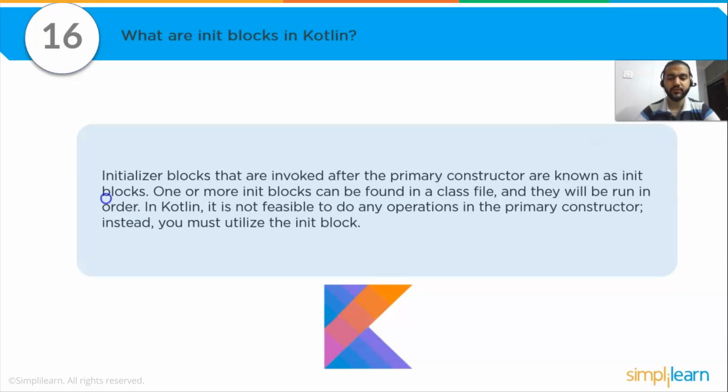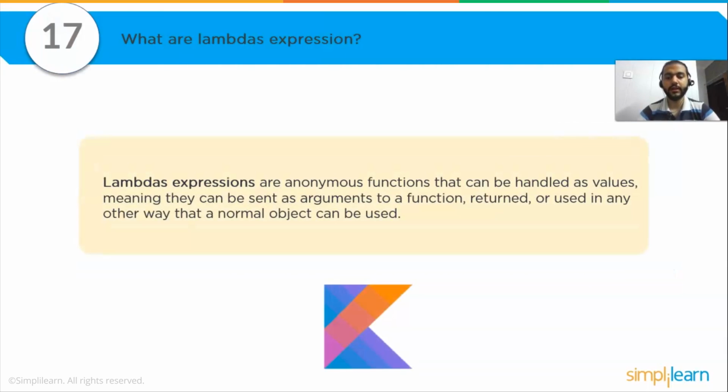Now our next question, which is the 17th question, is what are lambda expressions? Lambda expressions are anonymous functions that can be handled as values, meaning they can be sent as arguments to a function, returned, or used in any other way that a normal object can be used. The lambda expression has no name and is created and assigned as a separate variable. It doesn't have any parameters and returns no value in the function. So this is called a lambda function. It is used with higher order functions.